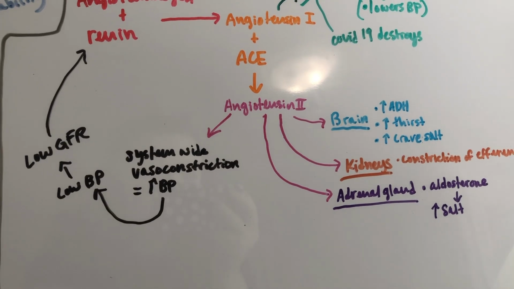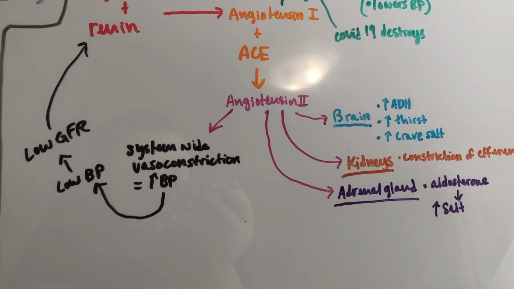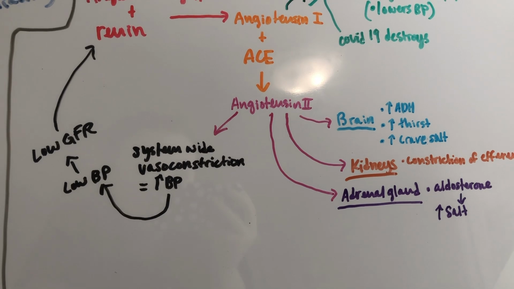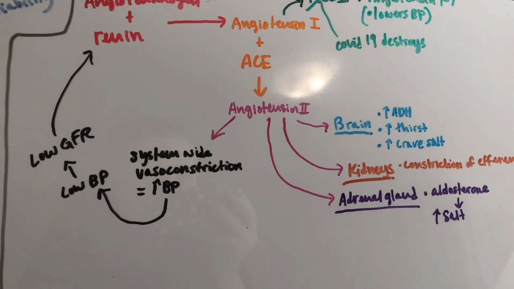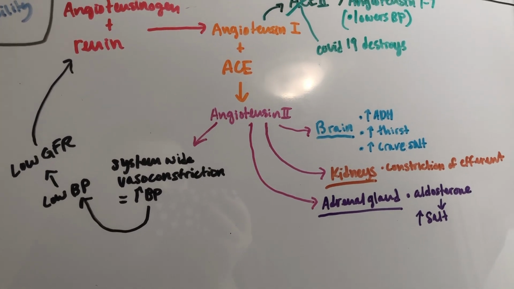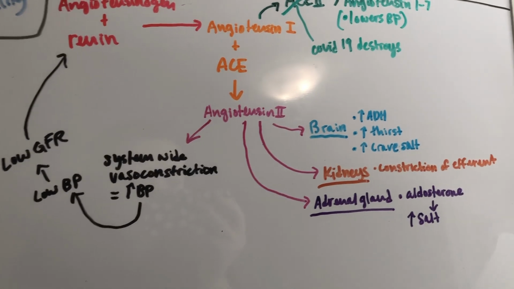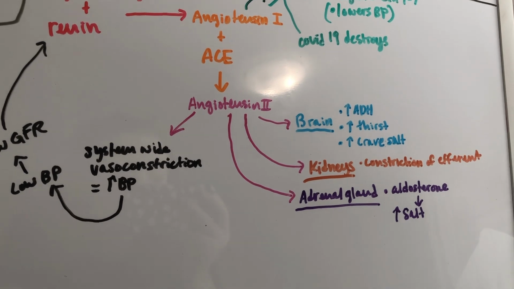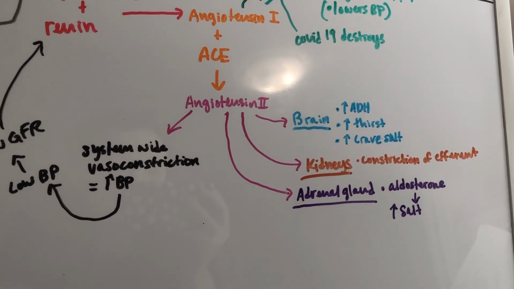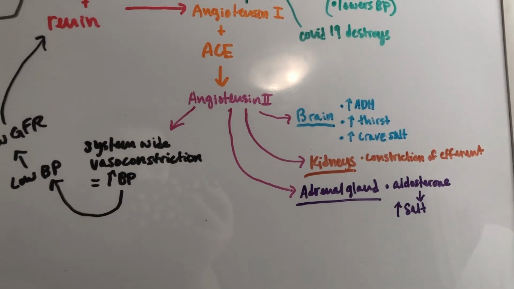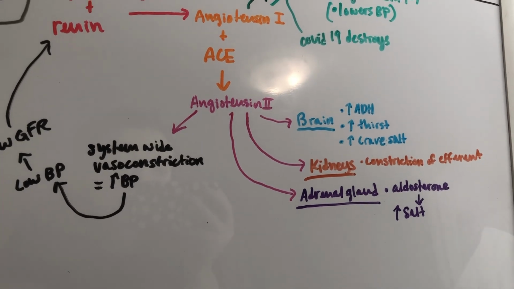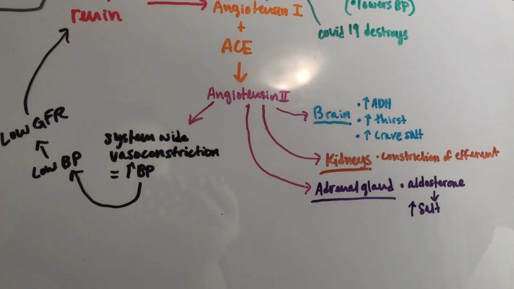It goes to the brain, which will increase ADH. It's going to increase thirst. It's going to increase your craving of salt. It's going to go to the brain, which then constricts the efferent arterioles. And then it's also going to go to the adrenal gland, which is going to stimulate aldosterone, which is then going to increase your salt.